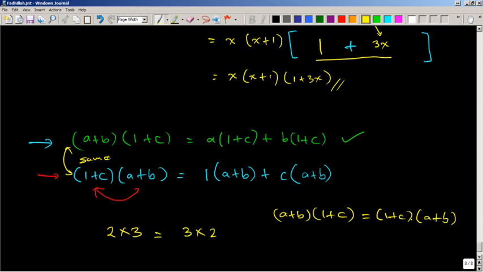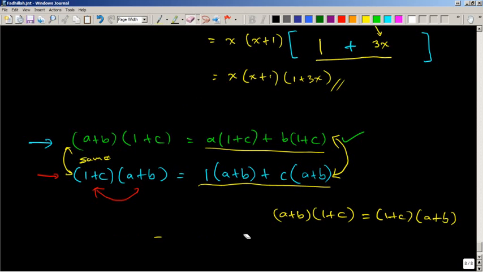Boleh ikut? But the answer when you expand, are they the same? Between this and this, are they the same or not? No. It looks as if they are not the same, but they are actually the same. Okay, let me explain it to you.